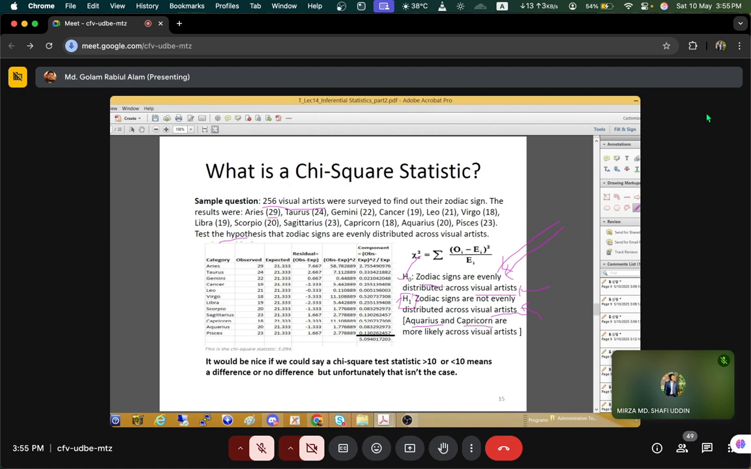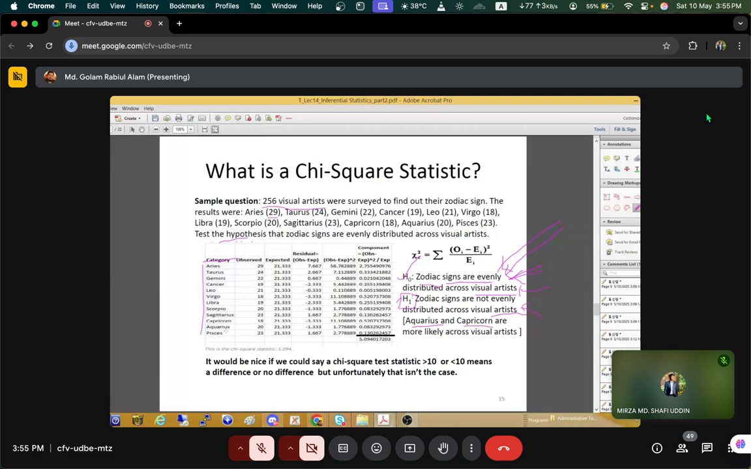As we can see, this data says zodiac signs are evenly distributed across visual artists, or that they are not evenly distributed. There is no mean or anything like that here, just statements. So it means we have to think about non-parametric tests. For that, we see the data are categories, so we want to apply the chi-square test.